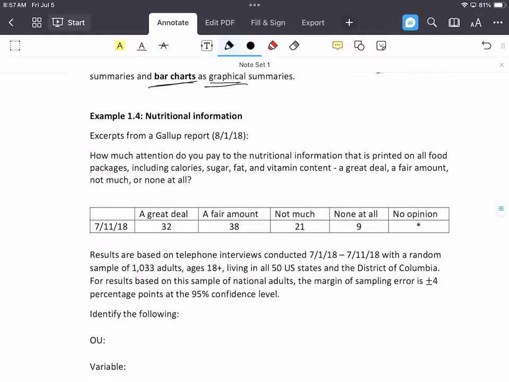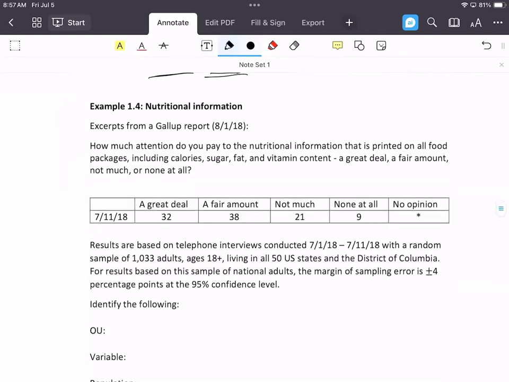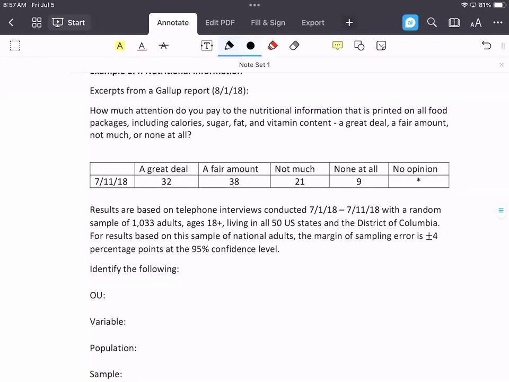So let's do that using an example, nutritional information. This comes from a Gallup report back in 2018. The question was, how much attention do you pay to the nutritional information that's printed on food packages? The options people were given were a great deal, fair amount, not much, or none at all. And here are the percentages of the people who responded.